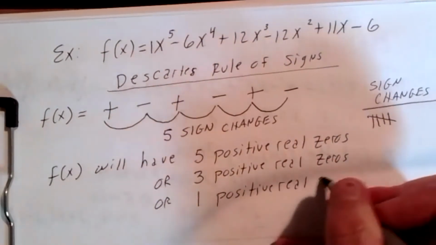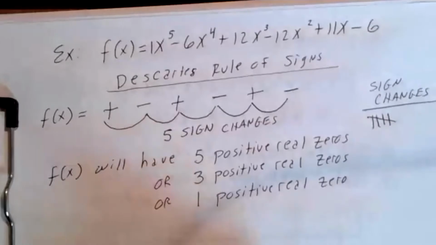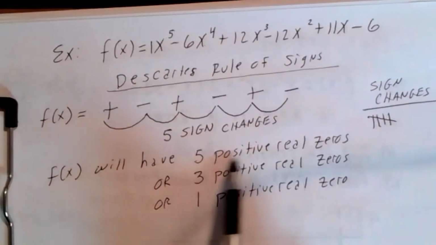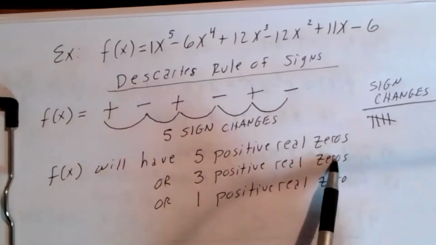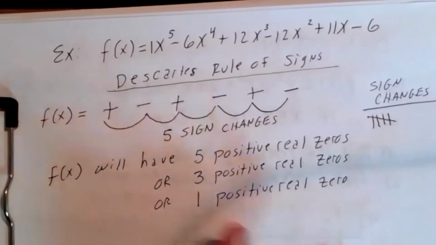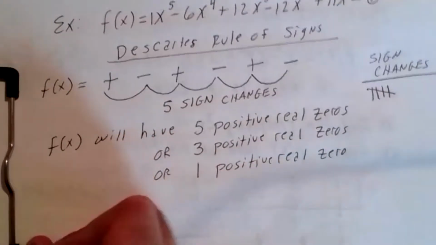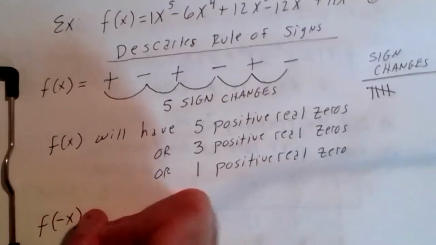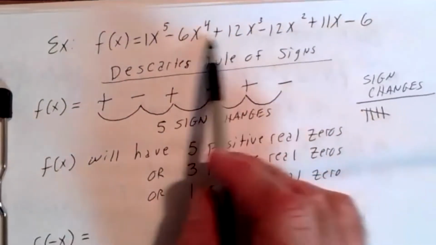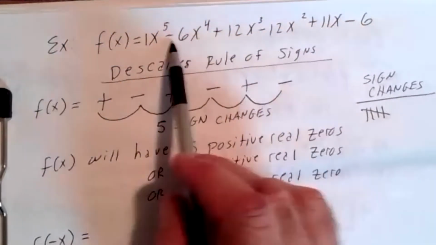real zero. Okay, that's what Descartes' rule of signs guarantees for this 5th degree polynomial function. It will have either 5 positive real zeros, or 3 of them, or 1 of them. Now, we're going to look at this function evaluated at negative x. We'll put negative x in. Wherever we see x, we replace it with negative x. Then we'll simplify and then recount the sign changes.